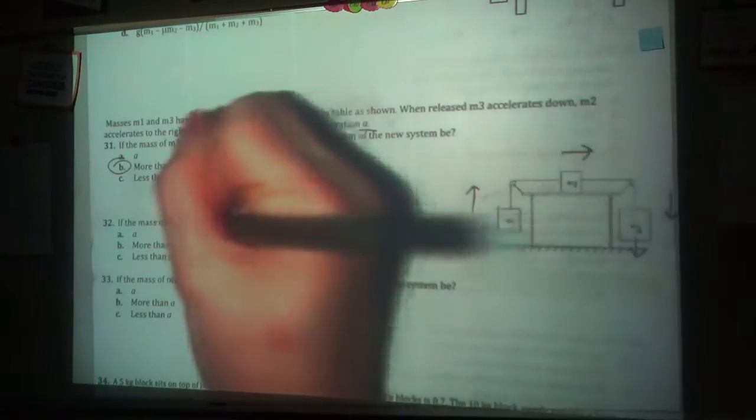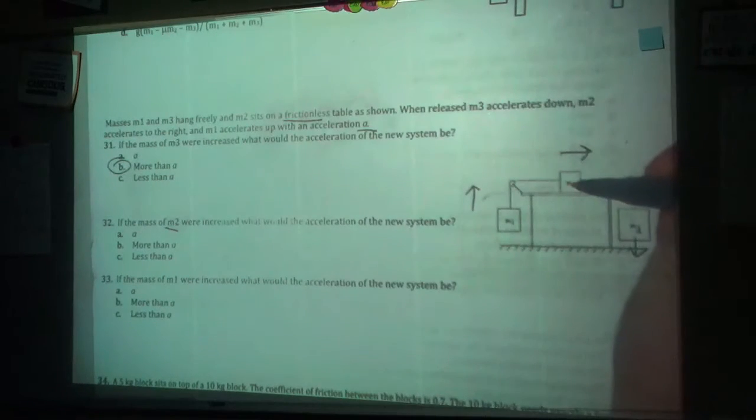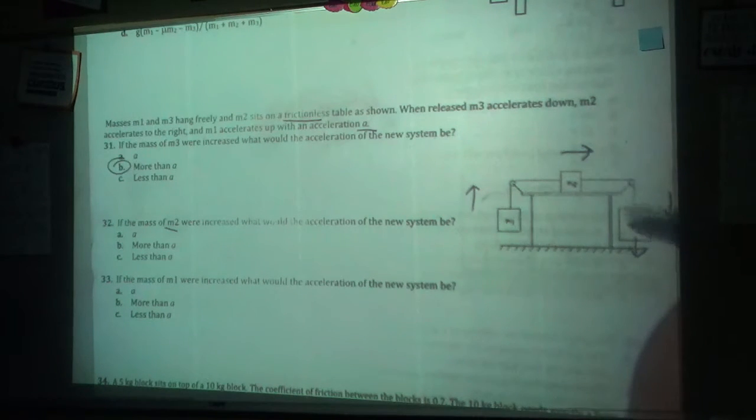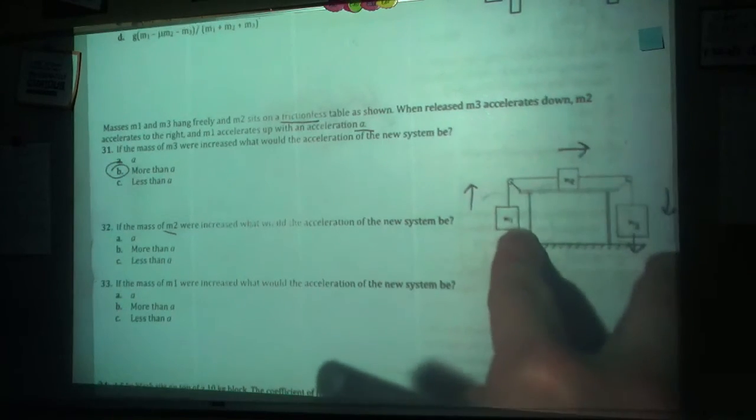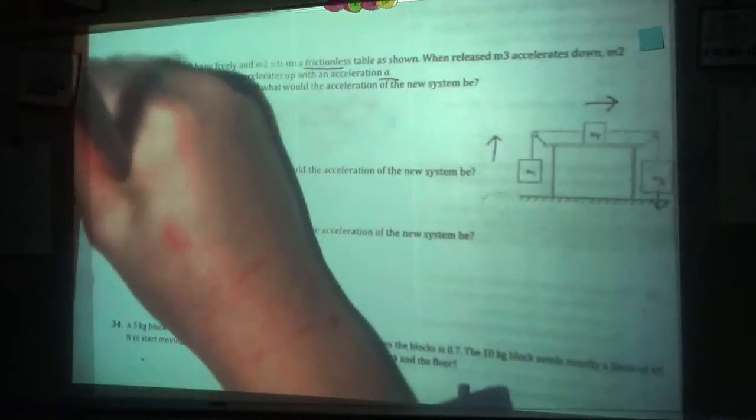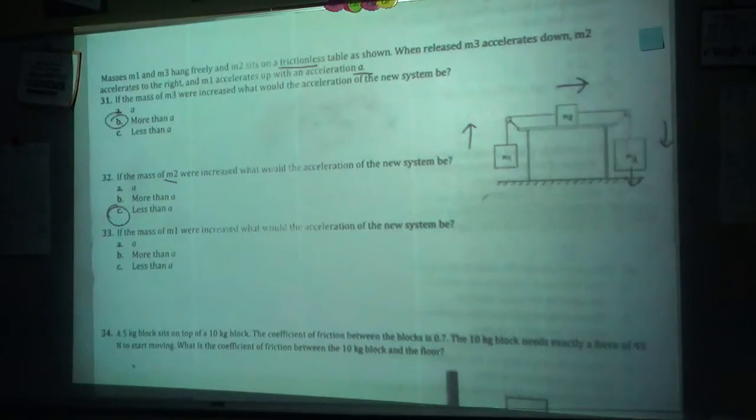Now if mass 2 were increased, so if I increase this mass, this mass does nothing except take up part of the total mass of the system. It doesn't help pull to the right or pull against it. It's just increasing the total mass of the system with the same net force as before. So more mass to pull means less acceleration overall.